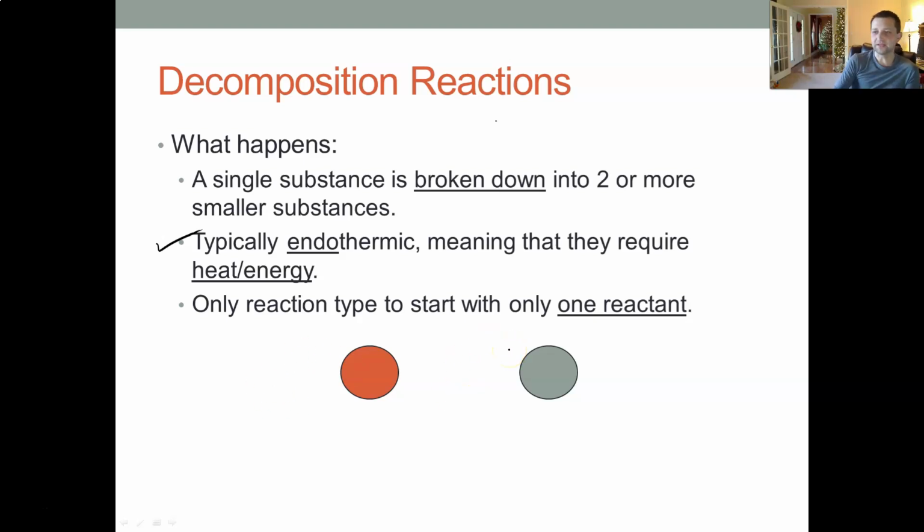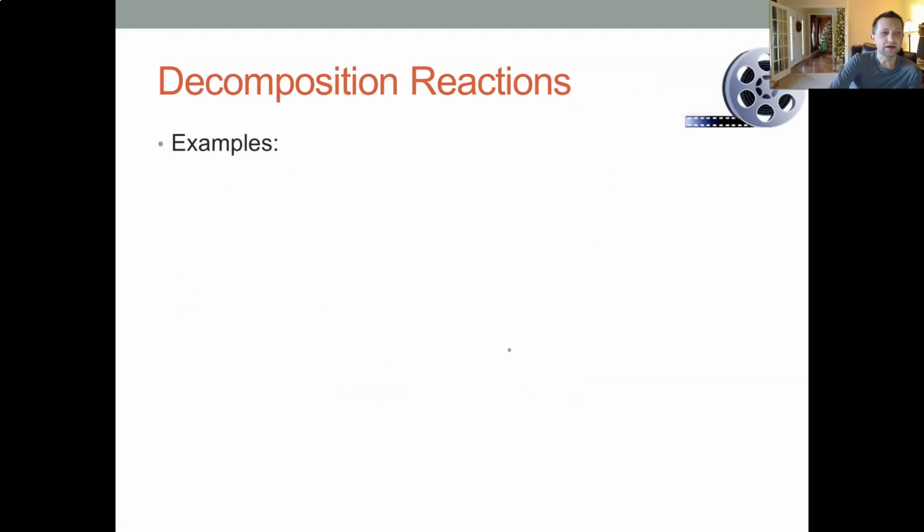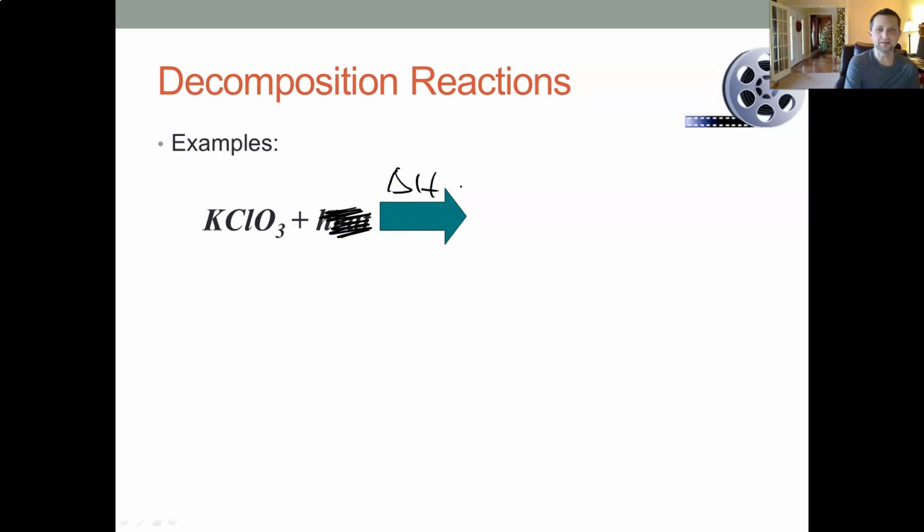Let's take a look at a couple examples here for this. There's the demo I'll do in class. That's really neat. I'll show you guys that when I see you again. So here are your examples. You have KClO3 plus heat. Students get thrown off by the plus heat here. That plus heat, there's no chemical for that. Plus heat just means energy is being added. Another way to write that is if you don't have it in the equation here at all and you have your delta H above the yield sign.